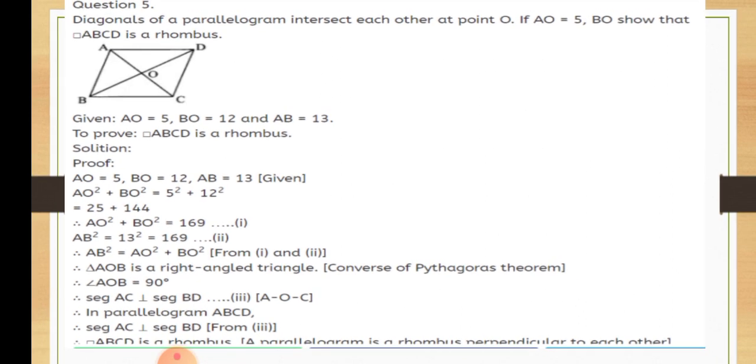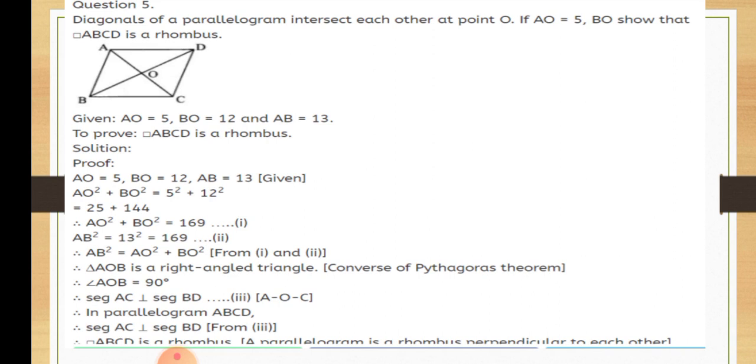It means what? Here rhombus means all the sides are of equal length, all the sides are congruent. So here we have to show all sides are of equal length, then only we can show that this quadrilateral, a parallelogram, is nothing but a rhombus. Okay, so first here we have to draw the diagram.